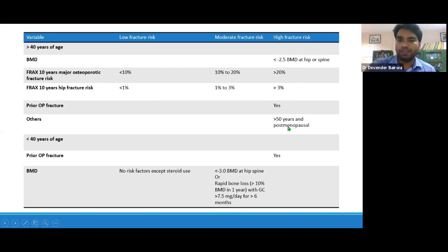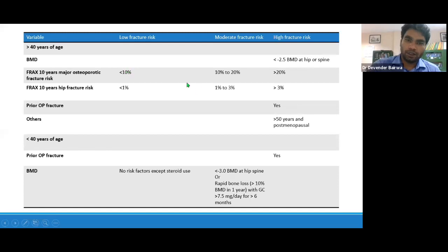And suppose the patient is more than 50 years of age and postmenopausal, because we know this is a risk factor for osteoporosis, these females will also be taken as high fracture risk. So presence of T score less than minus 2.5, presence of major osteoporotic fracture risk, FRAX score more than 20%, hip score more than 3%, presence of any osteoporotic fracture, and postmenopausal females. If any of these conditions is present, your patient automatically goes to high fracture risk.